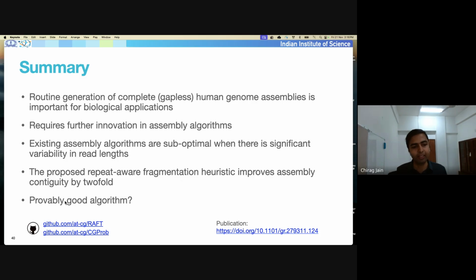Well, then I leave this question for all the students. The solution that we gave is a heuristic. That is, we cannot give any guarantees that all the gaps will be resolved, or maybe 90% of the gaps will be resolved. We are not putting any guarantee like that, but is there any provably good algorithm to solve this problem? That is a question. So I leave that as an open question for the students to think about.